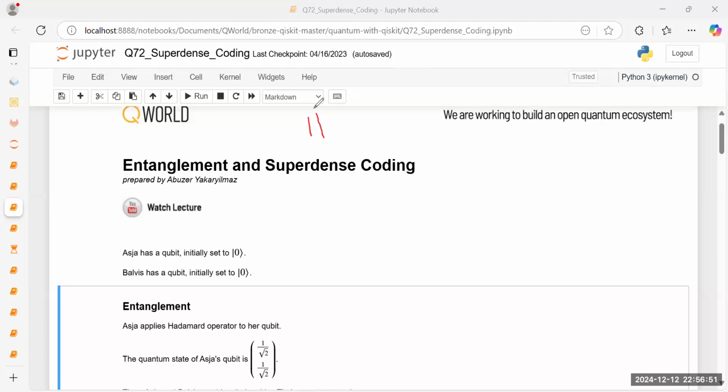Okay, so let me repeat my question one more time. So let's say Asha wants to send the information 1, 1 to Balvis. Which gates, or what does she do to her qubits before sending it to Balvis? Does she apply the X gate? Does she apply no gate at all? Does she apply the Z gate, or does she apply both before sending it to Balvis?